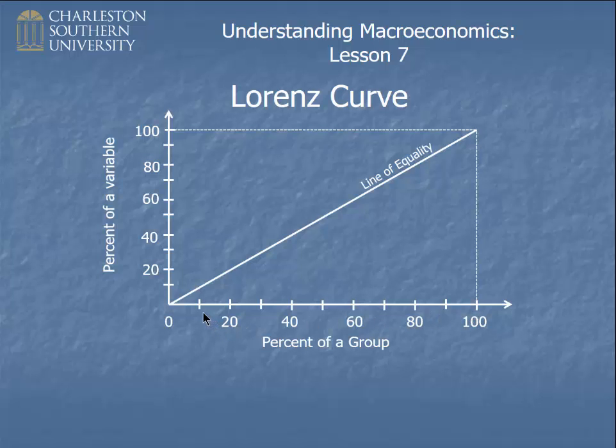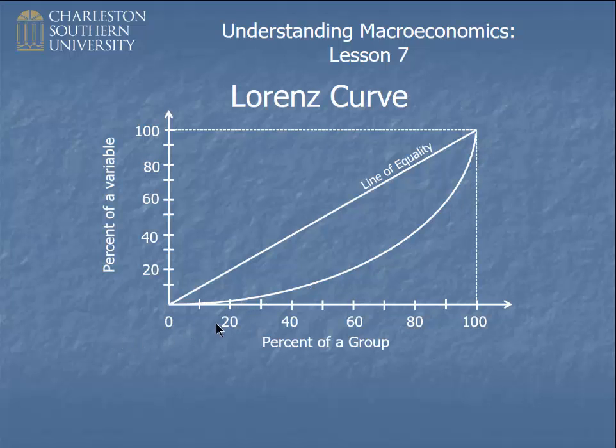So this is the bottom 10% of income earners, the bottom 20%, the bottom 40%, the bottom 80%, and while it sounds a little weird to say it, this point over here is the bottom 100% of all the income earners, so that would be everybody. So then when you plot that out, you get this curved line, which is called the Lorenz curve. And this line maps out inequality.